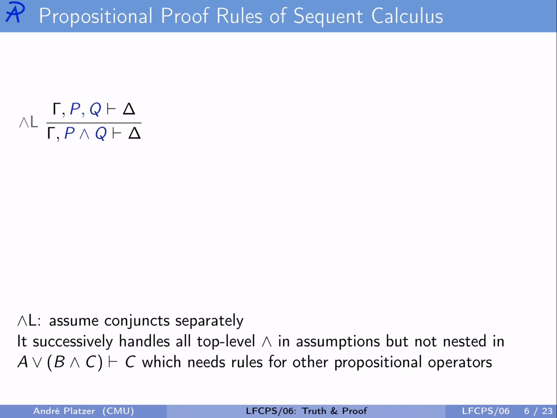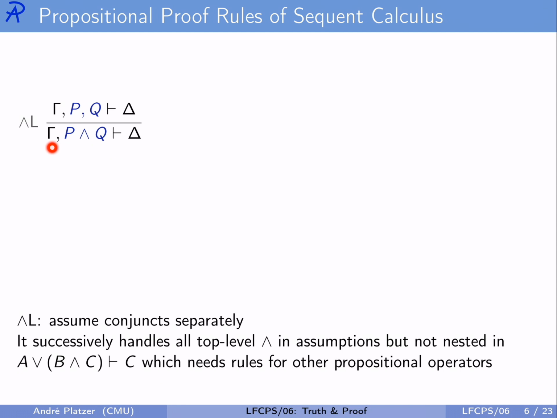That means you're assuming conjuncts separately, which makes a whole lot of sense, because if you're assuming that P and Q is true, you might as well assume that P is true and also assume that Q is true. And if you now keep on using the AND left proof rule that you see here on the slide, for all the top level AND operators of all the formulas that appear in the antecedent, the proof rule will be able to handle and simplify syntactically each and every one of them.